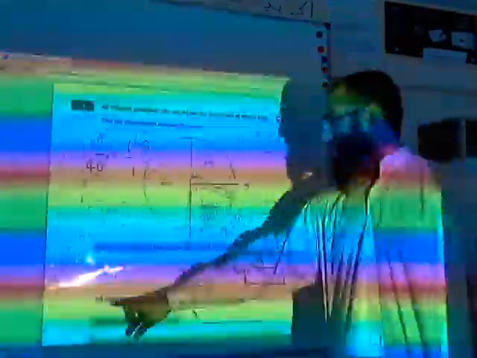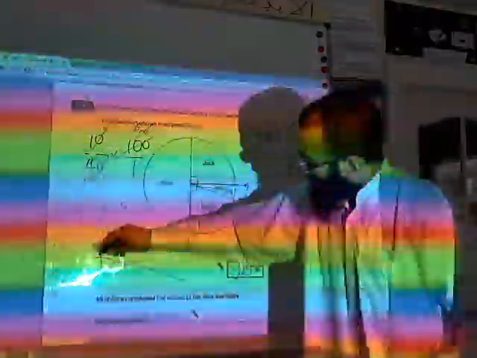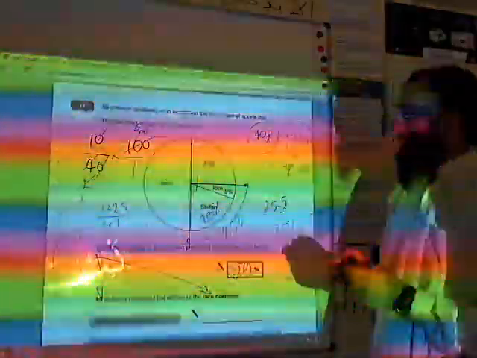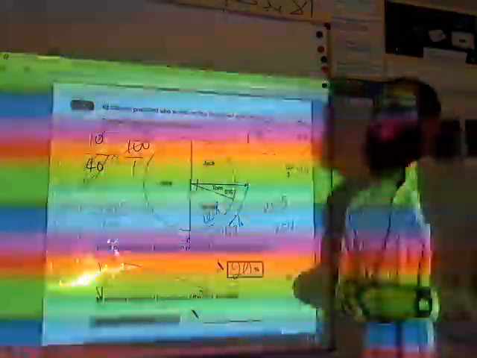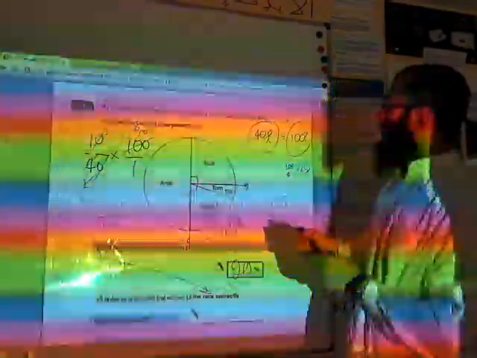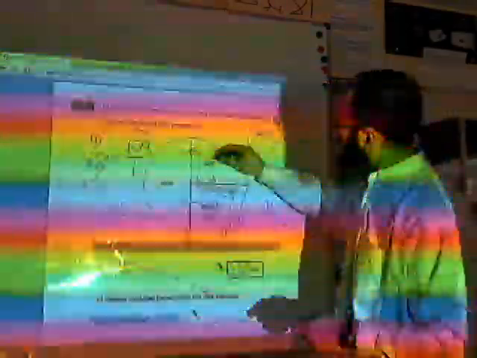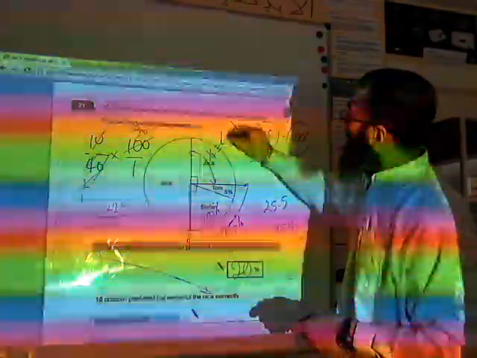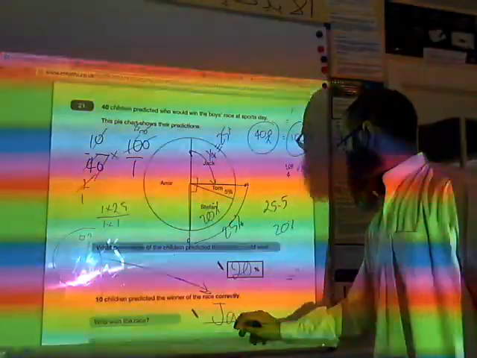The question says 10 children predicted the winner. So what percentage chose the winner? That's 25%. So we now have to look at the pie chart and see which section is exactly a quarter, because as we said earlier, 25% is a quarter, so it's going to be Jack. So this here represents a quarter, which is equivalent to 25%. So who won the race? Jack won the race.